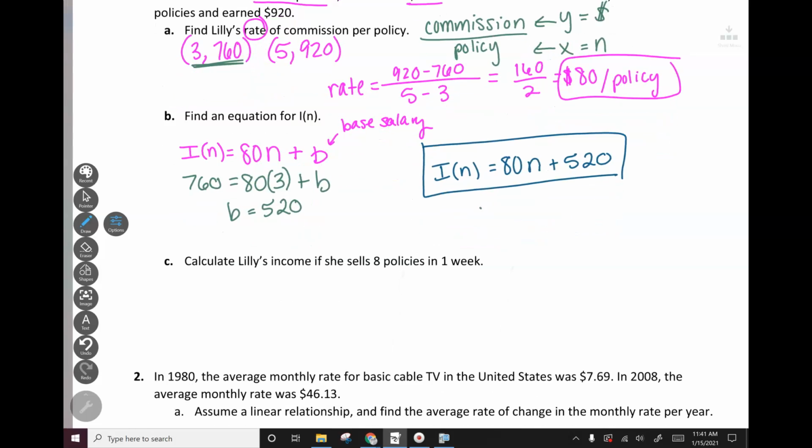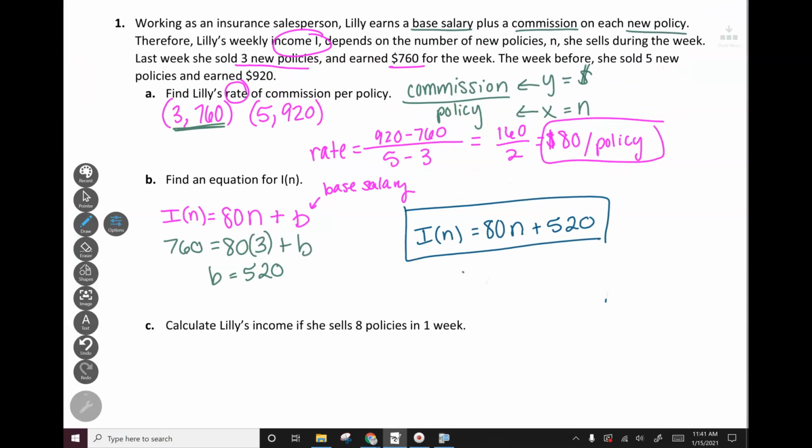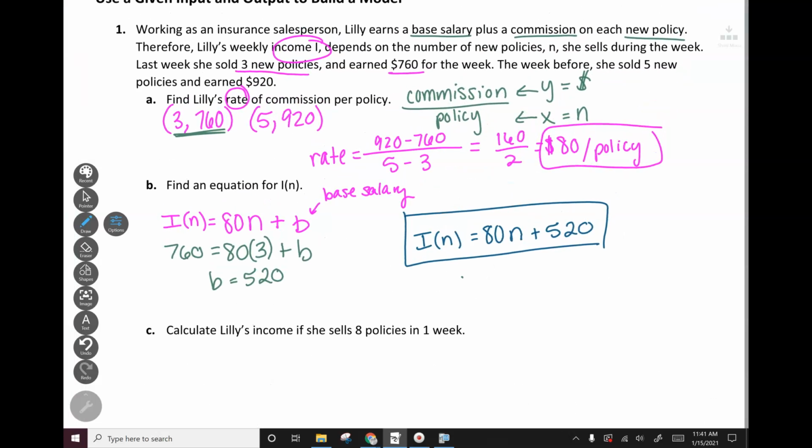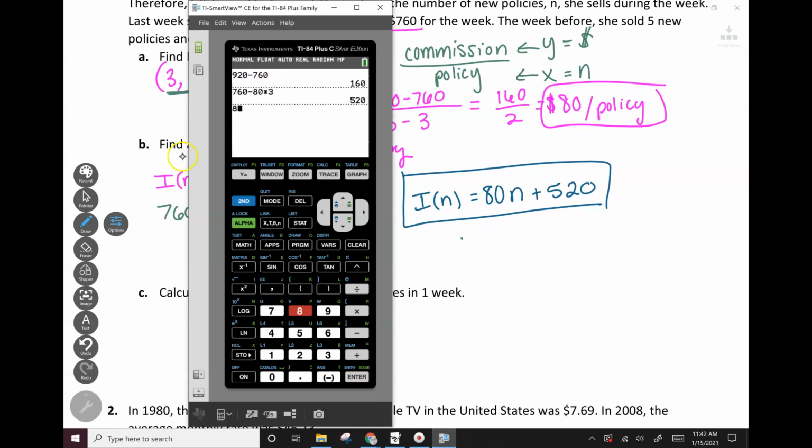All right, and now let's use that on part C. Calculate Lily's income if she sells 8 policies in 1 week. Now that's an ambitious goal, but maybe she gets lucky at some point. Based on these two numbers that we have, 3 and 5, 8 would be a really good week for her. So let's see how much she would make if she did sell 8 policies in 1 week. That would be the income when n equals 8. So we've got 80 times 8 plus 520. Her income is 1,160.